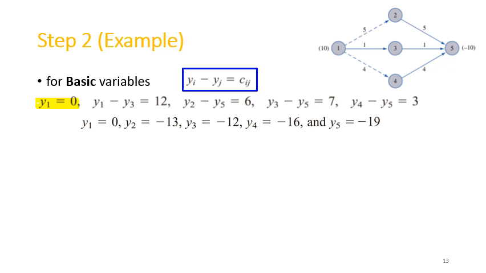Now we can compute the values of the other y's using the basic variables that we have from the BFS that we've got from step 1. So here the basic variables are x1,3. So here 1, 3. You notice that? And then let's say x2,5. So y2 minus y5. x3,5. So here you have 3 and 5. x4,5. So you have y4 minus y5 equals to the Cij.